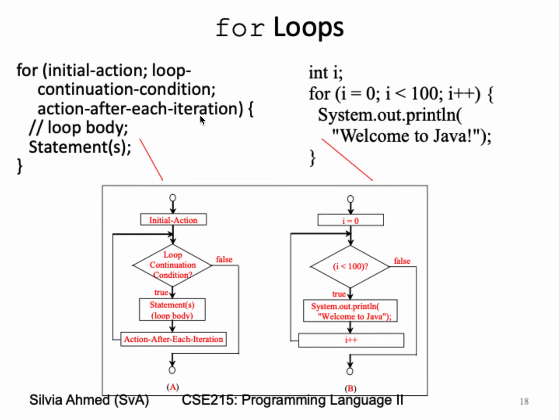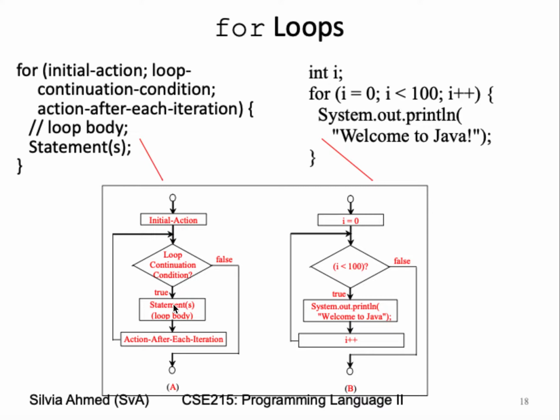Usually it is the update of the loop variable. Then the parenthesis ends and the block starts, where inside we will have the repeating statements. So the structure in the flowchart is, first we have some initial action where we initialize our loop control variable. Then we have the loop continuation condition.